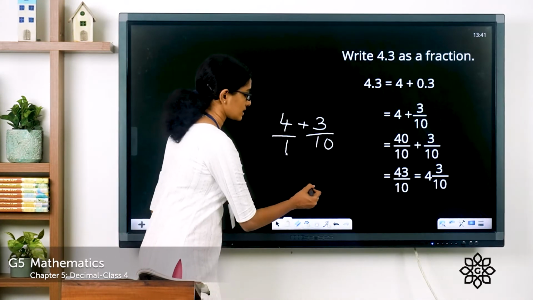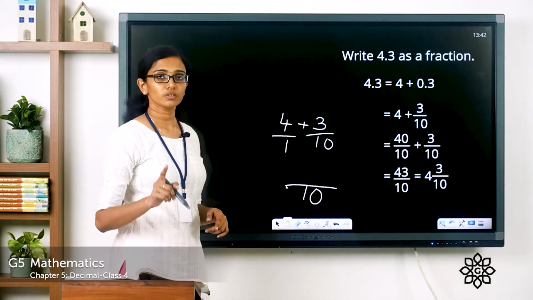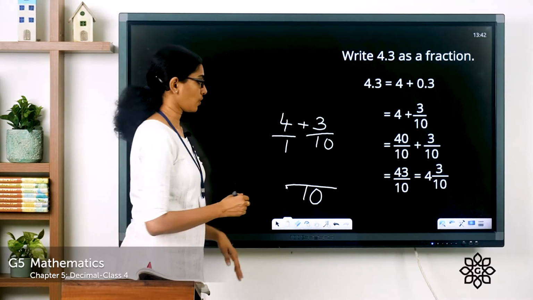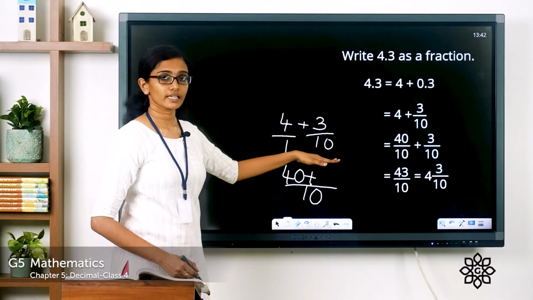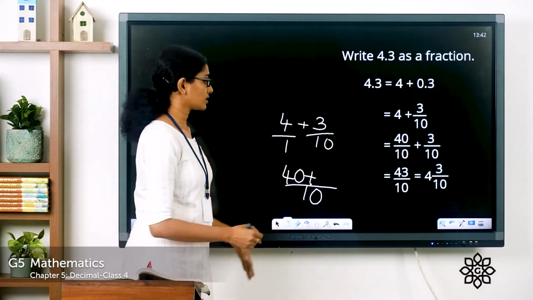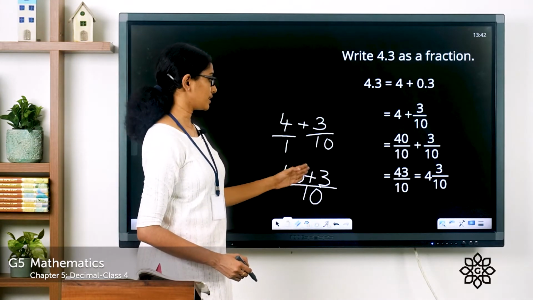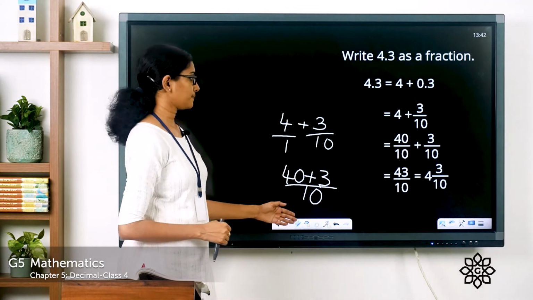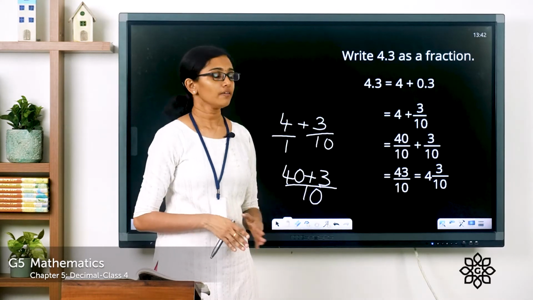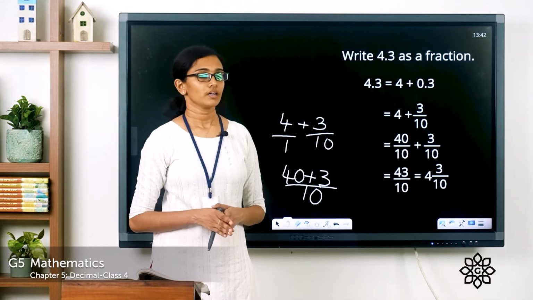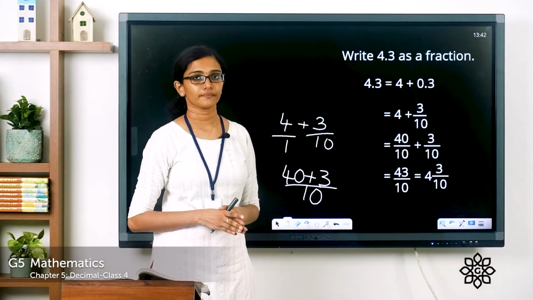Since the LCM is 10, we do 10 divided by this 1, which is 10, into this 4, it is 40, plus here the denominator is already the LCM 10, so you just take the 3 here. So we have 40 by 10 plus 3 by 10, which is equal to 40 plus 3 by 10, and that is equal to 43 by 10. And what is 43 by 10? It is 4 and 3 by 10.